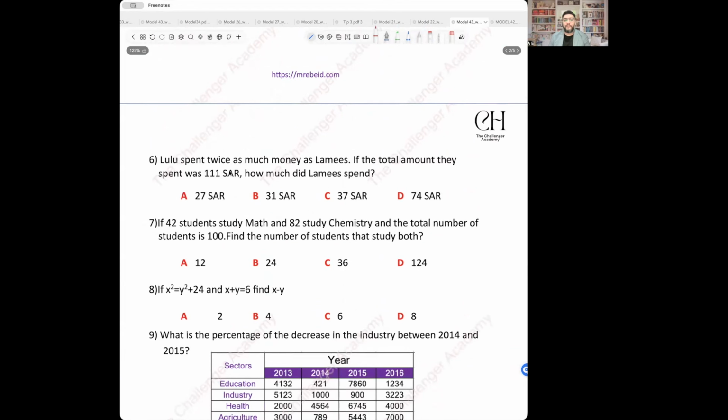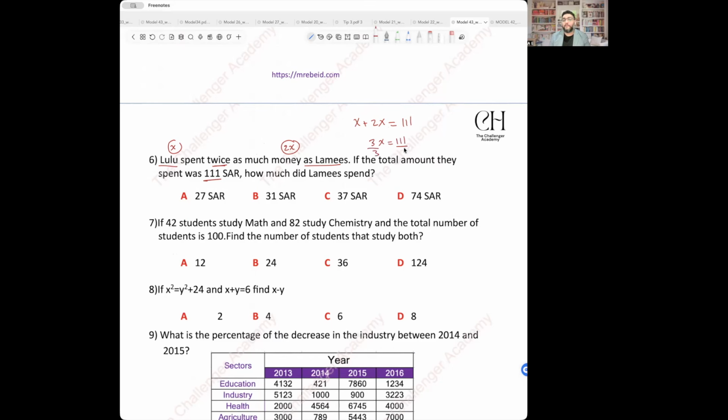Lulu spent twice as much money as Lamis. If the total amount they spent was 111 riyals, how much did Lamis spend? So if Lulu spent X, Lamis will spend 2X because she spent twice. Their sum together is 111. So we'll just add X plus 2X. This equals 111. It means that 3X equals 111.